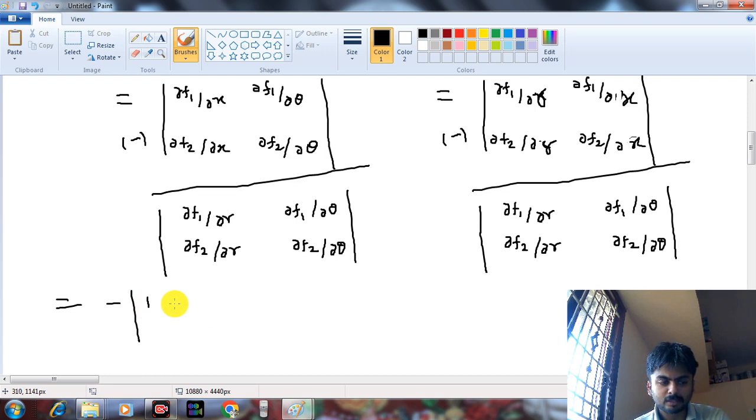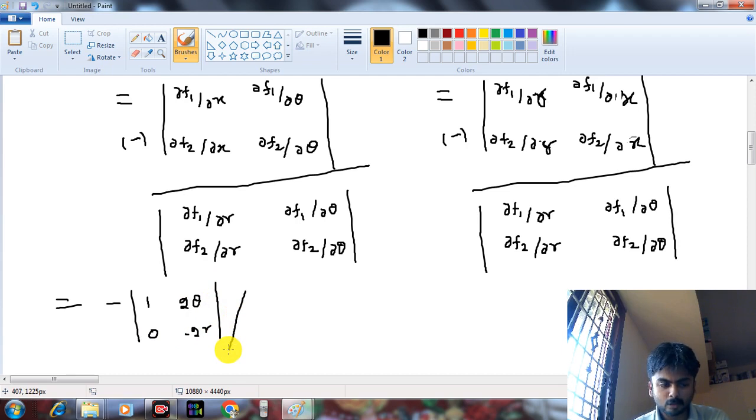So when I differentiate f1 with respect to theta, it will become 2 theta. When you differentiate f2 with respect to x, since there is no x in f2, it will become 0. Now I am going to differentiate f2 with respect to theta. What is f2? f2 equals y minus 2r theta. So y will become 0, and 2r is constant, theta will become 1. So it is minus 2r.